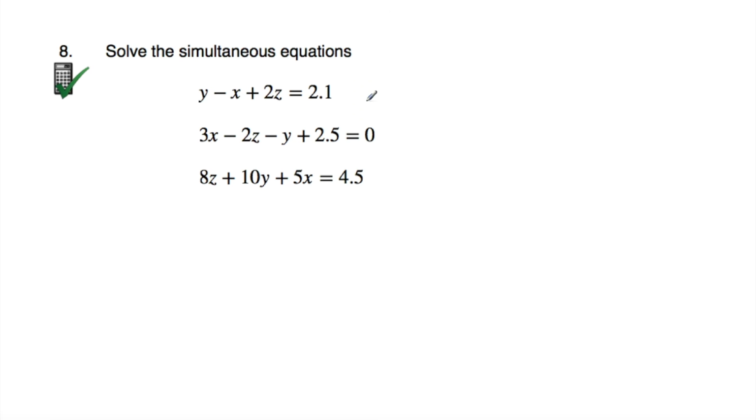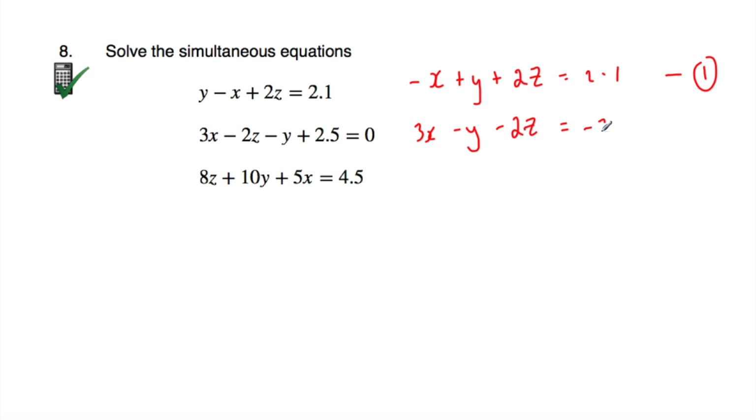What I'm actually going to do is just rearrange these. So in terms of the first one, I'm going to put the minus x at the front, and then the plus y, and then the plus 2z. And then that equals 2.1. So just rearrange that, putting the minus x at the front, and then we've got the plus y. And I'm going to number that equation 1. Then in terms of the next equation, we've got the 3x, which is great. We've then got, I'm going to put the minus y next, and then the minus 2z. And then here, instead of writing plus 2.5, I'm going to subtract 2.5 from both sides. That'll give us minus 2.5 on the right-hand side. And that's going to be equation number 2.